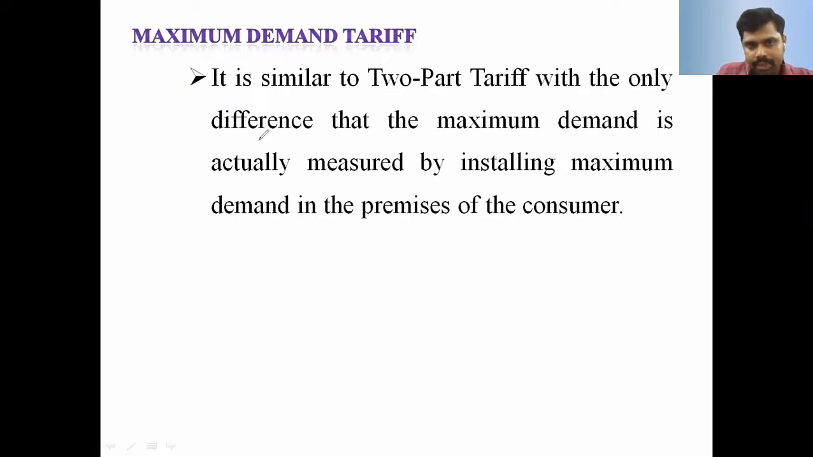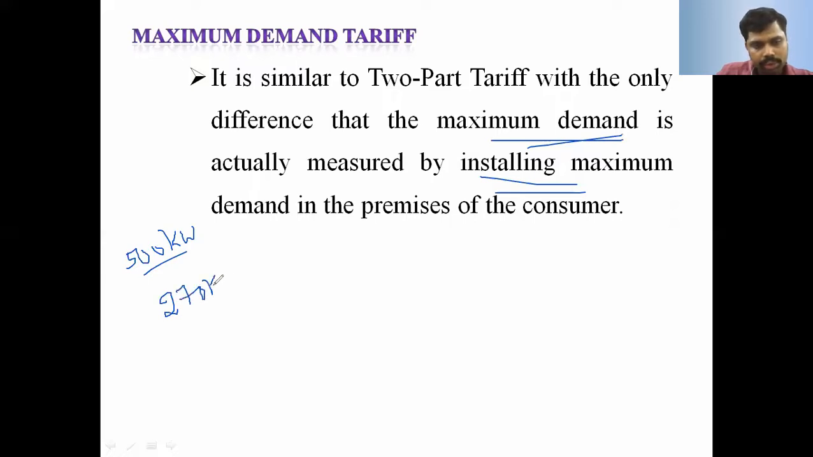Here the maximum demand is fixed by a measuring instrument that is installed to record how much they utilize. Suppose the connected maximum demand is 500 kilowatt. In the particular month, they consumed only 270 kilowatt. That is the maximum load, 270 kilowatt. That is nothing but the peak load.